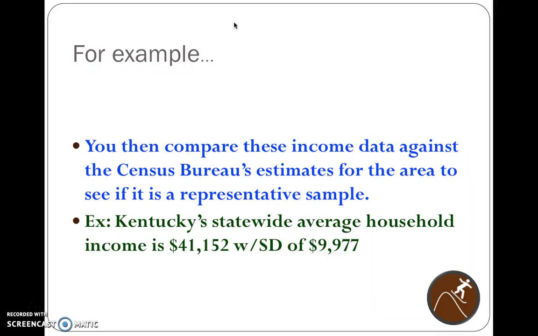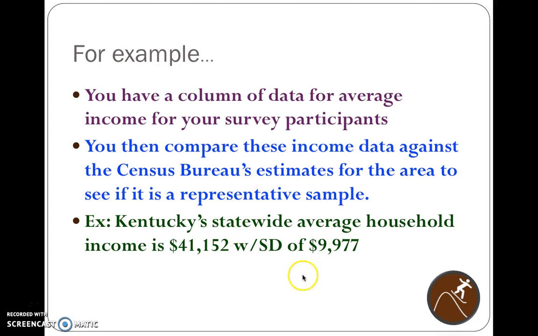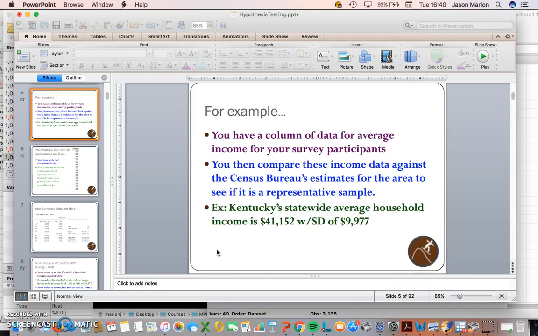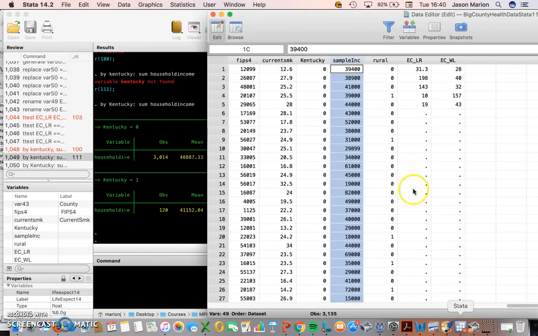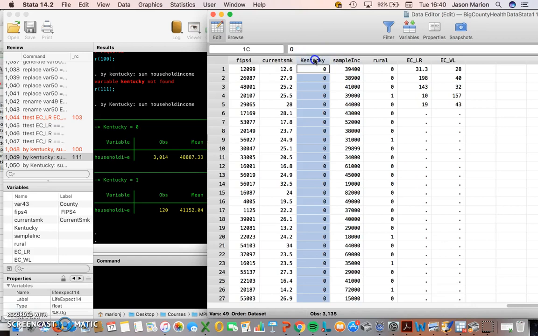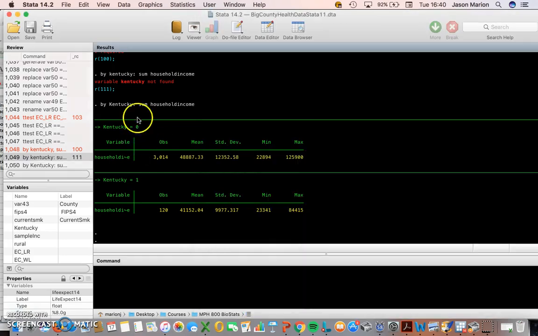So you may want to compare your income data against maybe the Census Bureau's estimates, or you can have the statewide average household income, which we could get from Stata, from our county health facts, which I'll go to real quick. So I coded all the counties in the United States as Kentucky or not Kentucky, sorted them, and then did by Kentucky sum household income. So Kentucky equals 0, those are not Kentucky. Kentucky equals 1, this is Kentucky. So here's the mean for Kentucky.